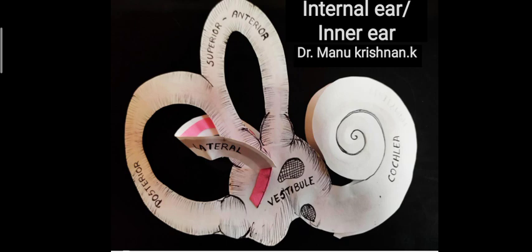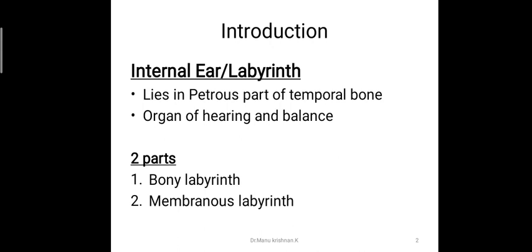In the previous class we have discussed regarding the middle ear cavity. So let's have a look into the features of the internal ear. The internal ear lies in the petrous part of the temporal bone and it is an organ of hearing and balance.